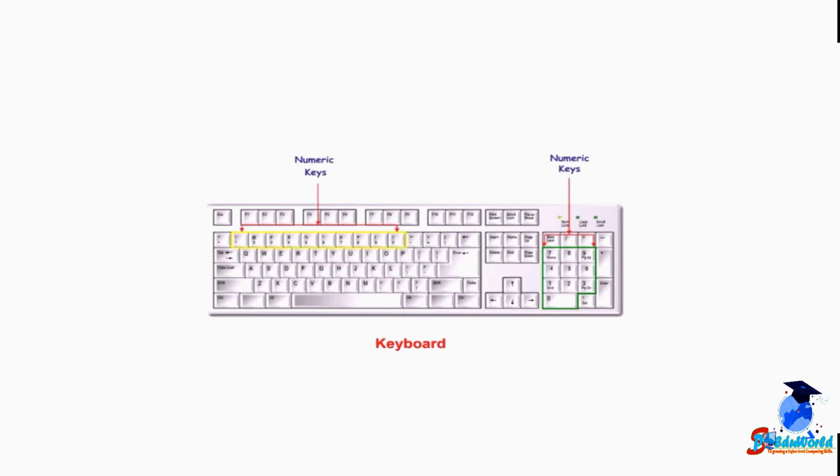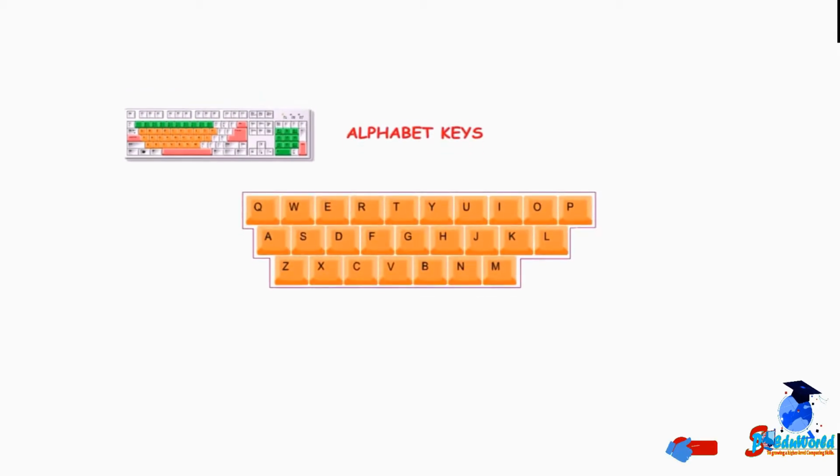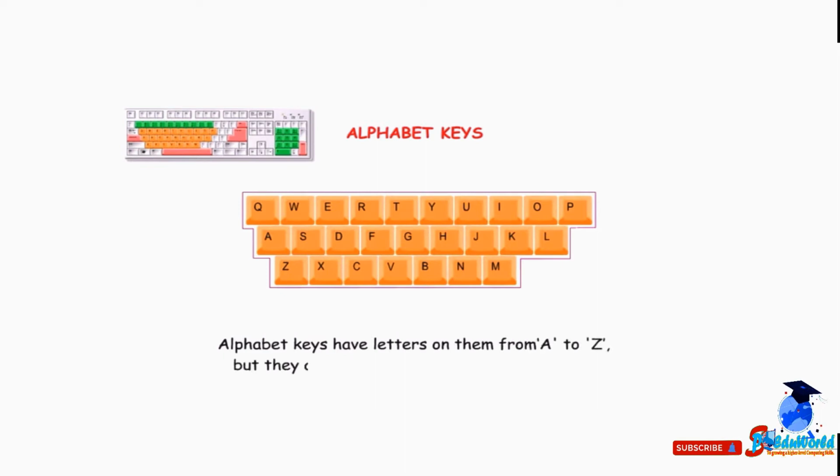Numeric keys, alphabet keys, caps lock key, space bar key, enter keys, arrow keys, delete key. Let us first talk about the alphabet keys. Alphabet keys have letters on them from A to Z, but they are not given in alphabetical order.